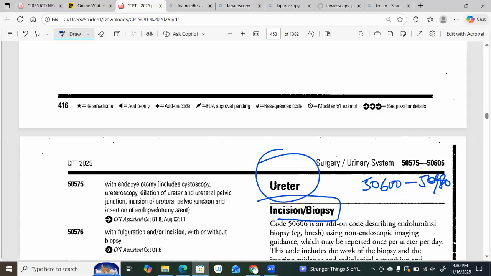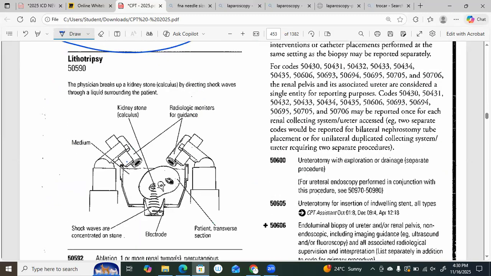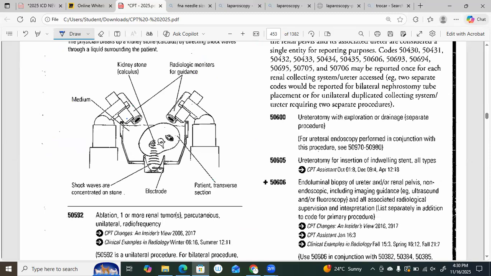Incision and biopsy. So the first is incision. We already know what the incision means. So I'm going directly to the code. 50600 ureterotomy with exploration. 50605 with the insertion of indwelling stent.